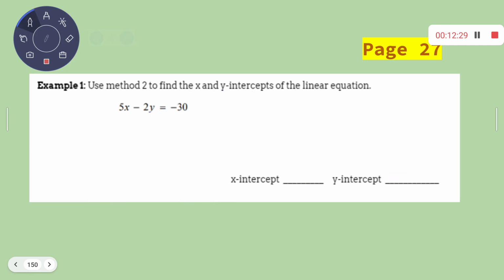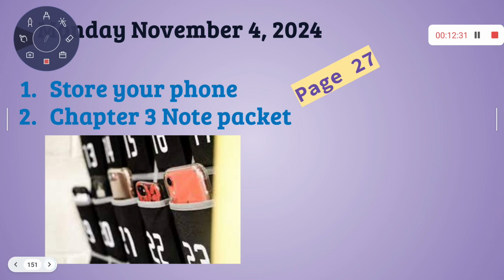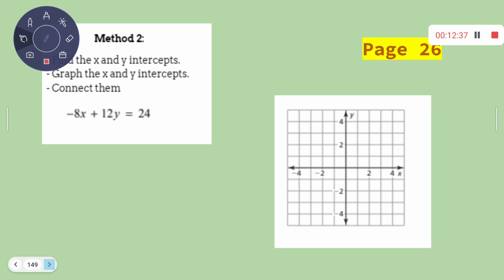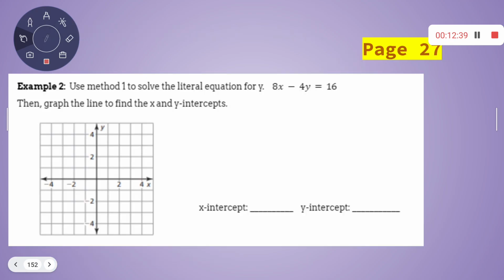Okay, one more. Example 2. Where are you, example 2? Oh, there it is.